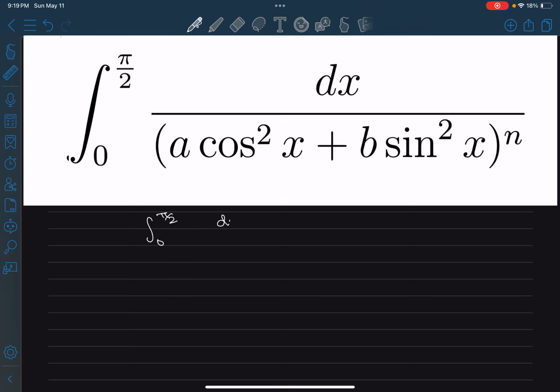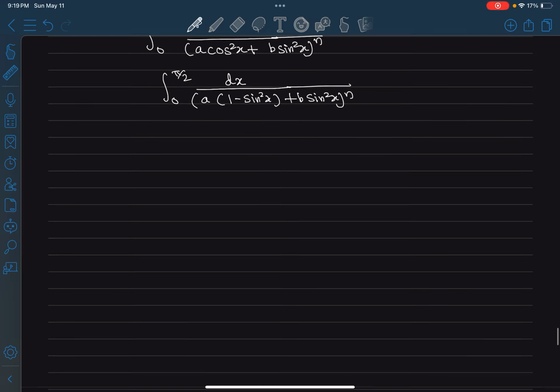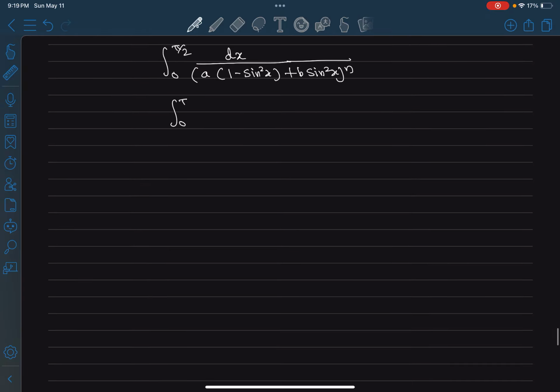The integral from 0 to pi over 2 of dx by (a cos square x plus b sin square x) to the power n, right? My first try will be to reduce the number of trig variables from 2 to 1. For that, I will use the Pythagorean identity and write this as (a times (1 minus sin square x) plus b sin square x) to the power n. And now this becomes the integral from 0 to pi over 2 of dx by (a plus (b minus a) sin square x) to the power n, right?